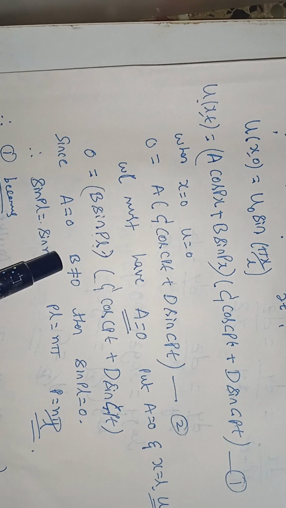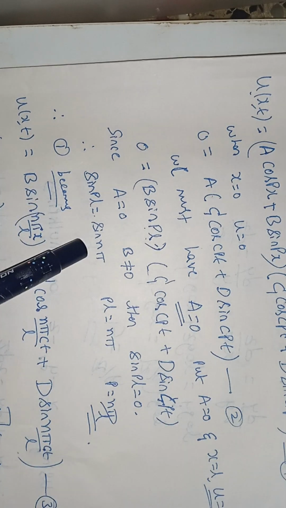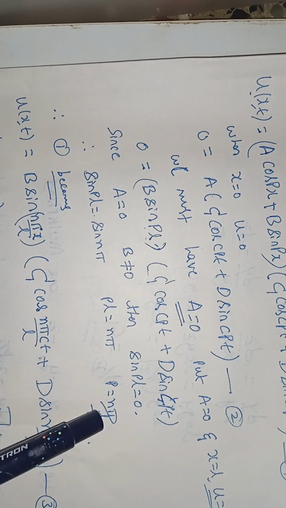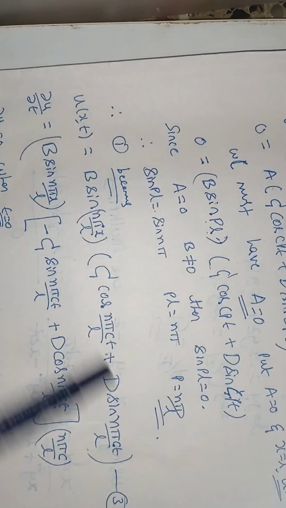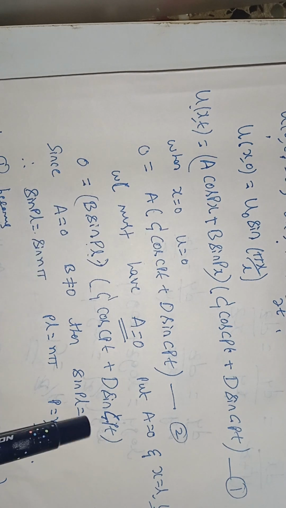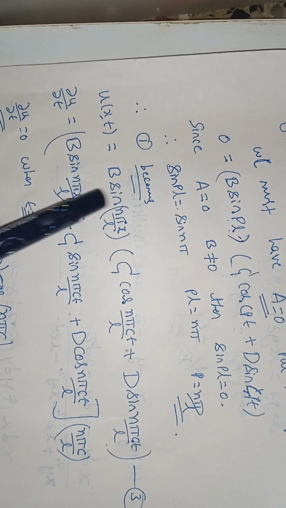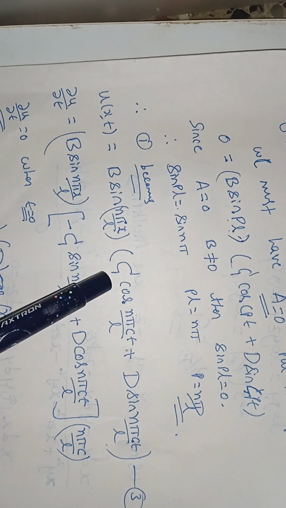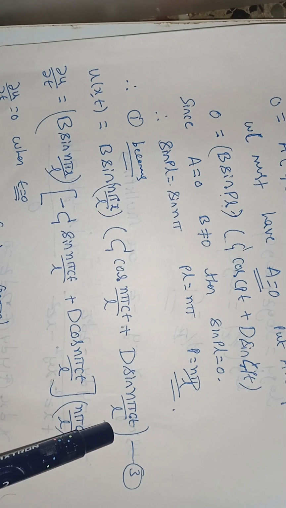So this first procedure will be the same for any problem, for the first three conditions, so you can memorize it. Since B is not 0, only sin pl can be 0. So sin pl is sin nπ, so pl is nπ, so p is nπ/l. Using this p in the main solution, we end up with u(x, t) = B sin(nπx/l) (C cos(nπct/l) + D sin(nπct/l)).